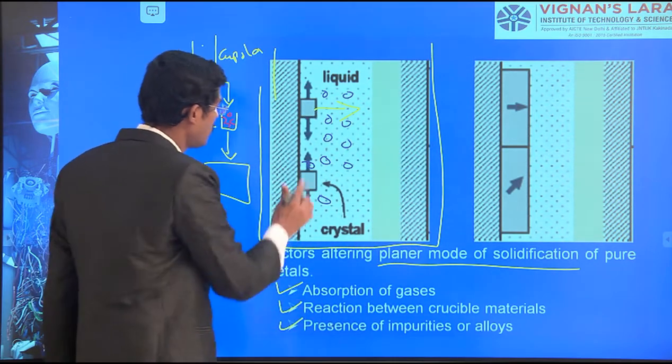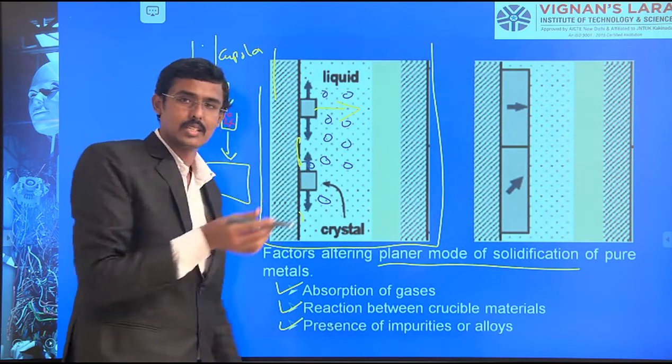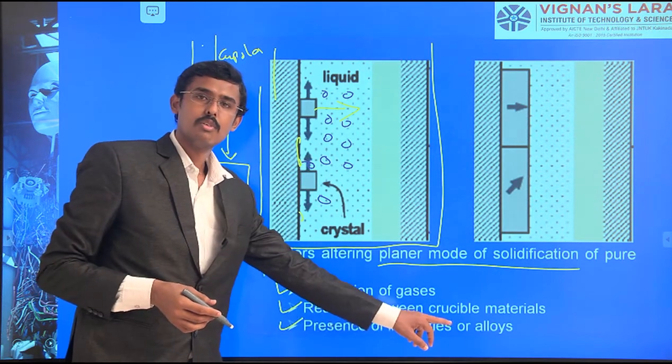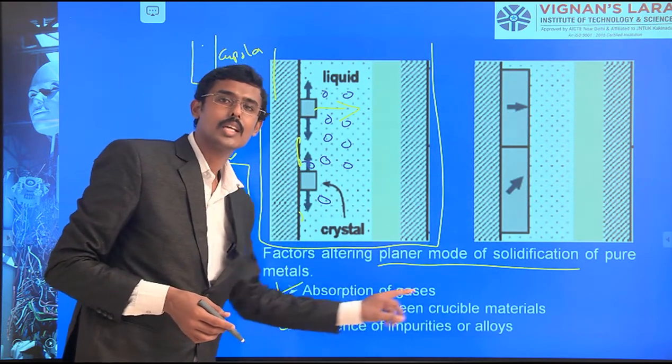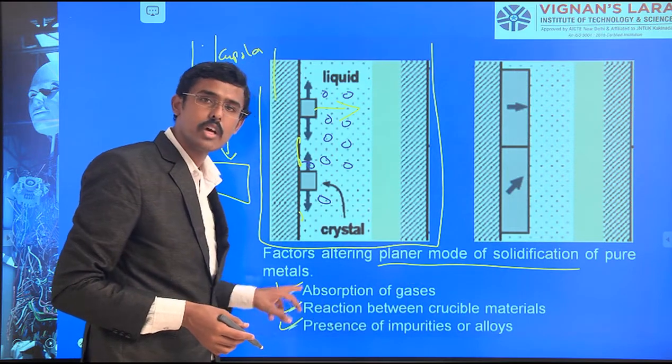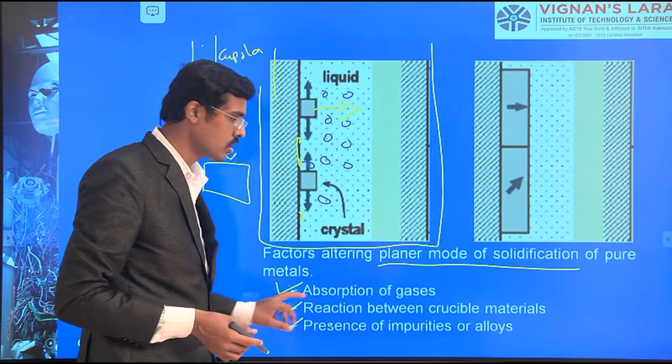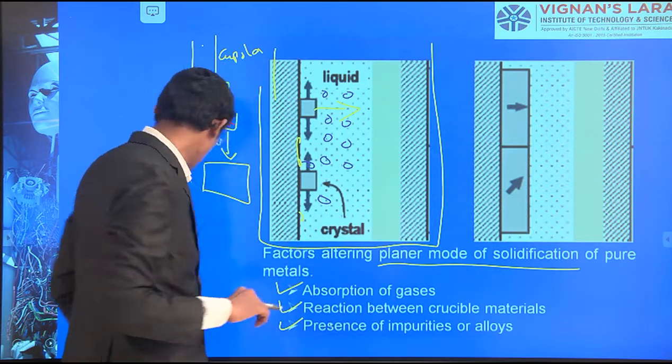That I told you, in the walls we have impurities here. This changes the structure, but this is good for the formation of equiaxed grains. But these two are not good: formation of gases and formation of crucible reactions are not good. Okay.